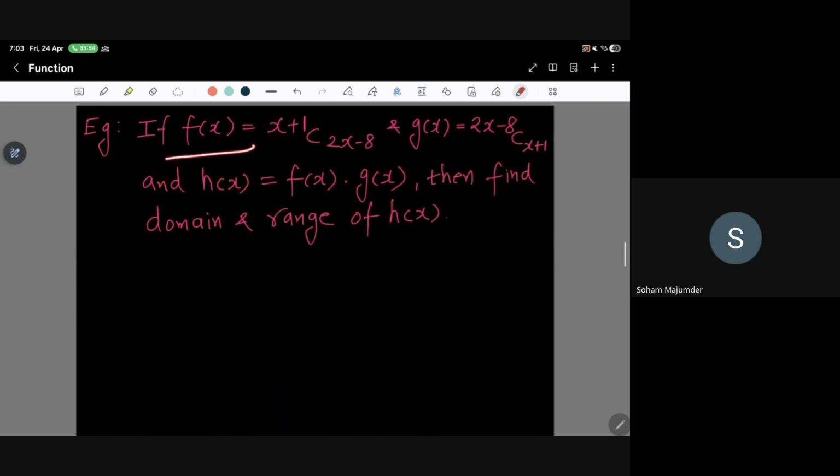Try this. You have studied permutation and combination also, right? Yes, sir. Okay, so try this. You have to find the domain and range both of this new function h(x), which is formed by multiplying the two functions f(x) and g(x).